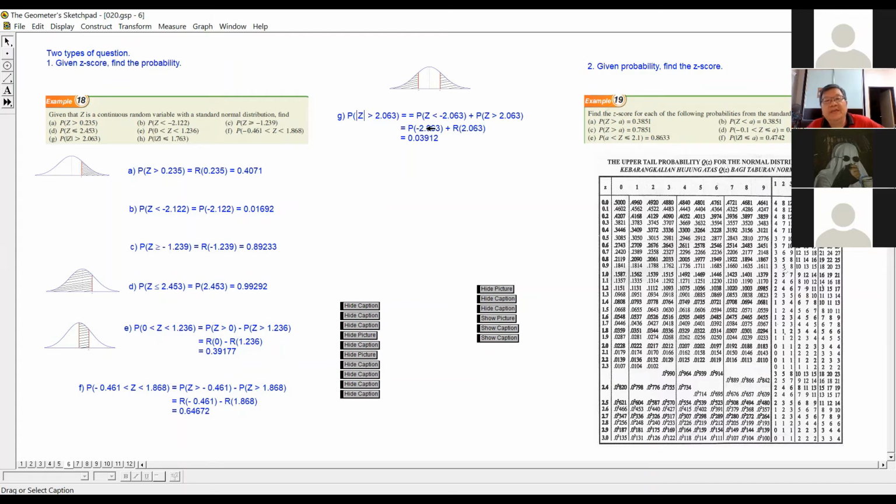Lower tail you use P, less than negative 2.063. The upper tail, you use the R, greater than 2.063. You add the upper tail and the lower tail together, you will get the answer. Answer is 0.0391, because in the exam they count until four significant figures, right?